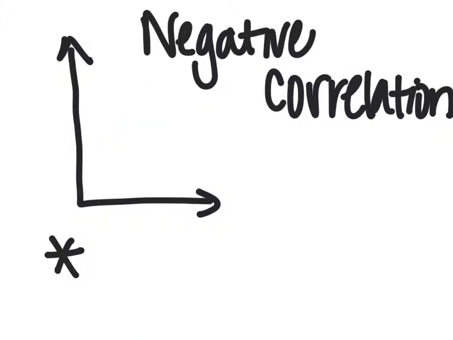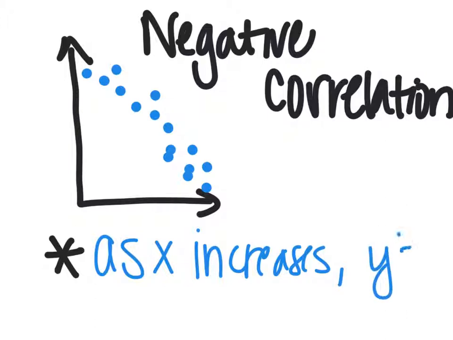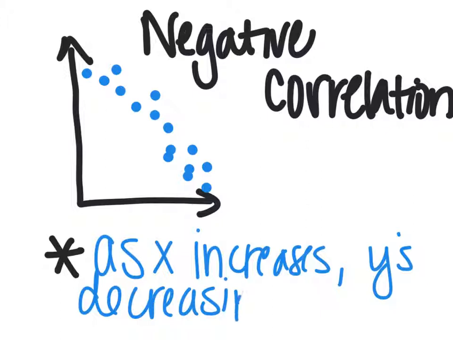So our second type of correlation is negative correlation. And negative correlation means as we read the data from left to right, it is going down. So it's going to follow some sort of downward pattern. And the reason that it is negative is because as x increases, our y's are decreasing. So one's getting bigger and the other is getting smaller.